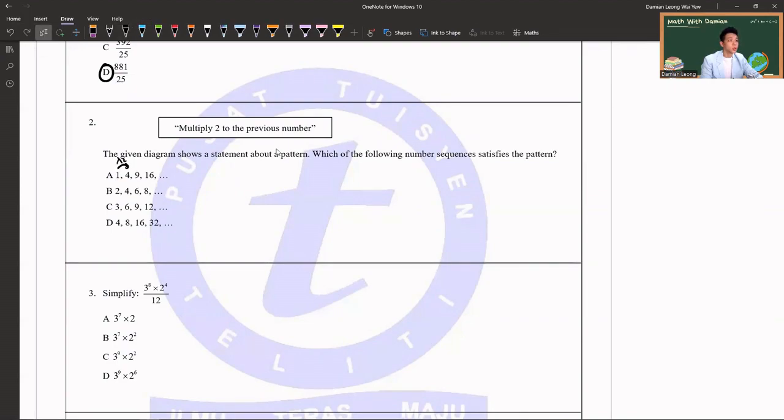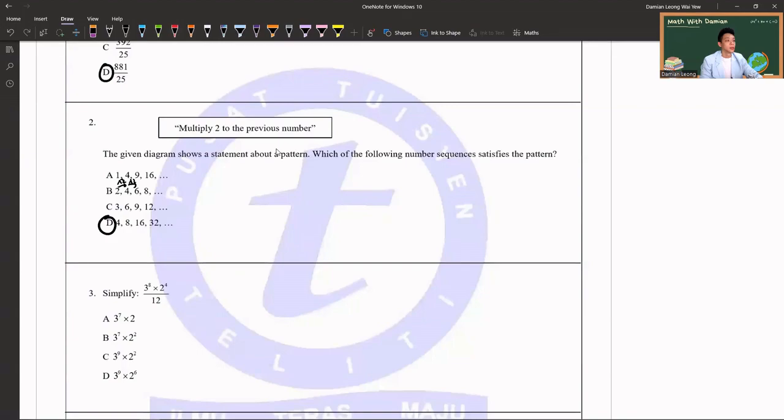If I try to multiply by 2 here, it doesn't become 4. So definitely not the first. This times 2 is 4, but 4 times 2 should be 8 instead of 6. So this is wrong as well. This one, 3 times 2 is 6, but 6 times 2 is 12. So also wrong. Whereas this, 4 times 2 is 8, 8 times 2 is 16, 16 times 2 is 32. So the answer must be D.